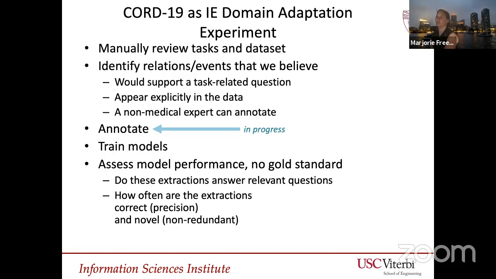Assessment is going to be hard here. We don't have a gold standard. And so I think our assessment is going to look like, do these extractions actually look like they answer the relevant questions? And are they correct? If we go back to where they were found, are they correctly finding the information?